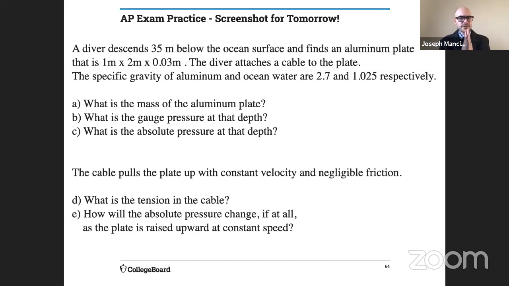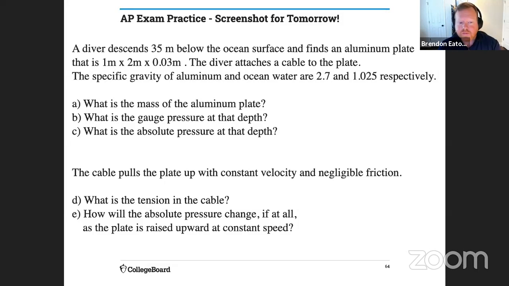Mr. Eaton, can you take us through this one? Sure. Last question that we're going to go over tomorrow. Be sure to take a screenshot and try to work these out before we get to tomorrow's lesson. This one's about a diver that's descending 35 meters below the ocean surface, and he finds an aluminum plate that's 1 meter by 2 meter by 0.03 meters. The diver attaches a cable to the plate. The specific gravity of the aluminum and the ocean water are 2.7 and 1.025 respectively.